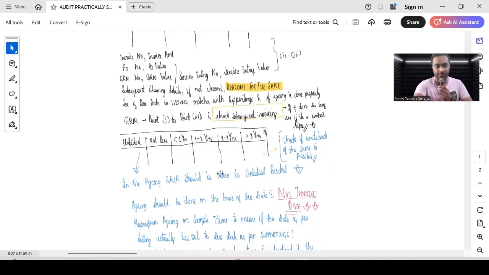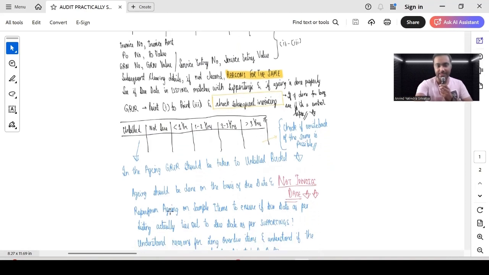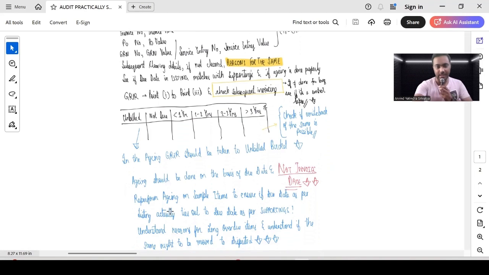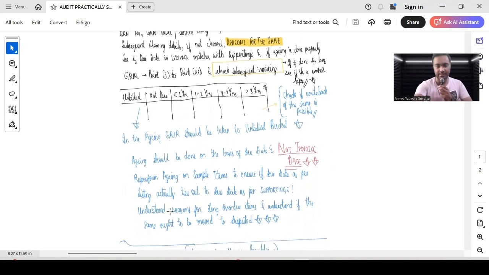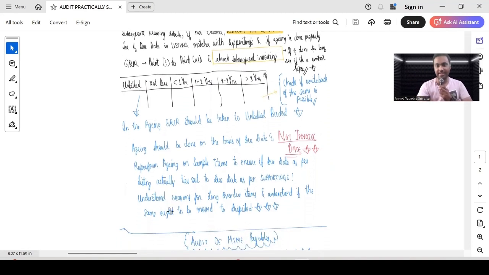Next, let's just come. And as I said, reperform aging on sample items to ensure if the due date as per listing actually ties out to the due date as per your supportings. That is your purchase order, your invoice. And understand the reasons for long overdue items and understand if the same ought to be moved to disputed, because Schedule 3 requires you to do the same. I hope that is very clear, guys. So basically in accounts payable, it is almost similar to the columns you had in your operating expenses testing, right? So that is what we basically do, guys.